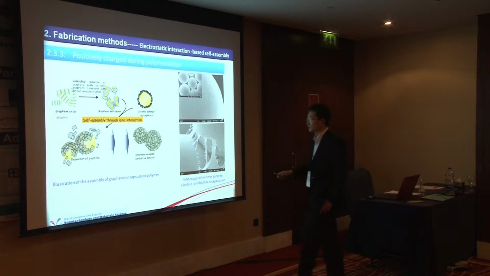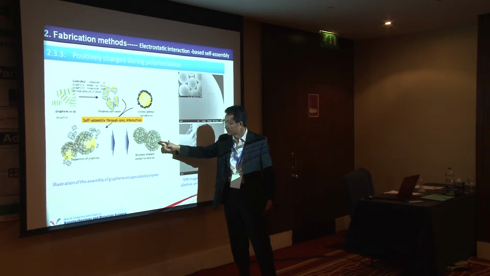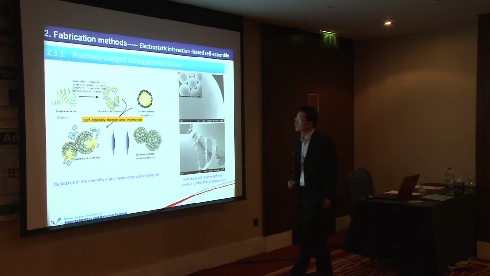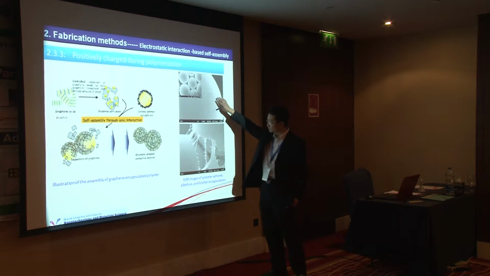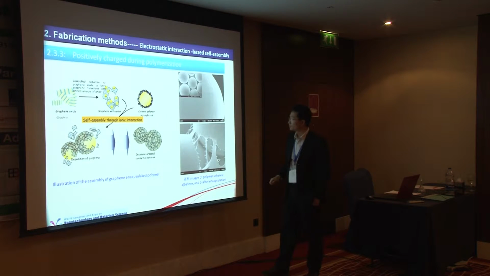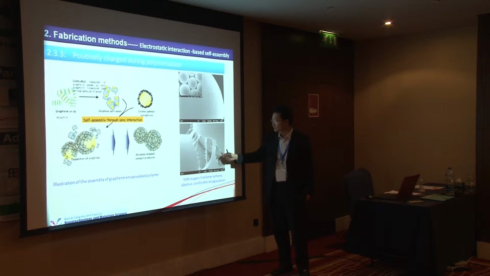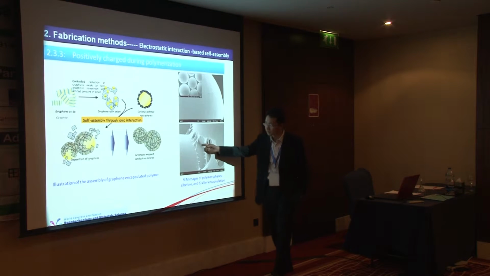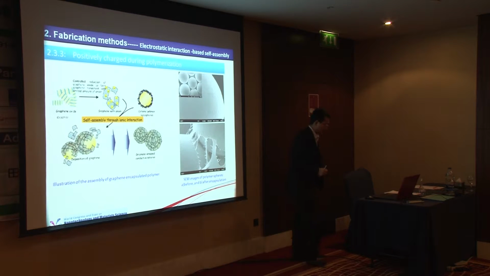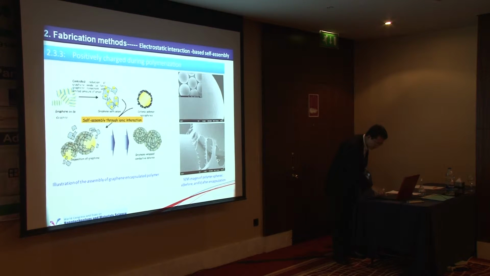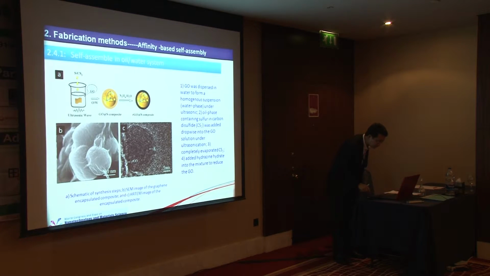So eventually this shows the graphene wrapped the conductive spheres. This is the original SEM image to show the polymer microspheres. This is a graphene encapsulated one. So we can clearly see that the graphene layer is clearly attached on the nanospheres.